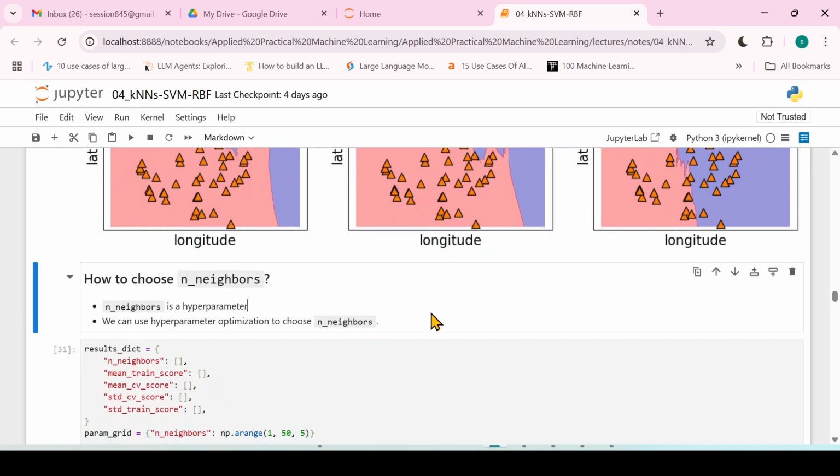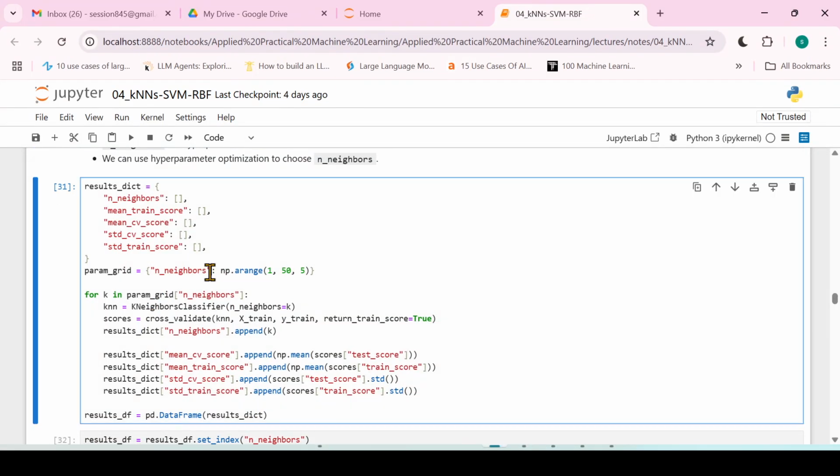Now the question comes, how do we choose n neighbors? Again, n neighbor is a hyperparameter, so we try different values of the hyperparameter and then choose based on that. Here we have taken the n neighbor value between 1 and 50 with a step value of 5, and we are training multiple models with different hyperparameters and again applying the cross validation. We check the training score and the validation score, and we are storing all the results.